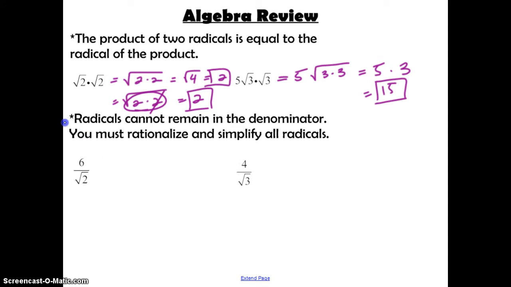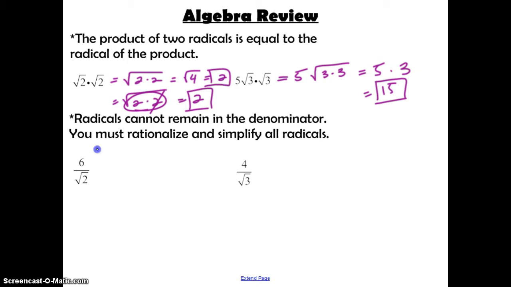Radicals cannot remain in the denominator. And denominator, that's the bottom of the fraction, remember. You have to rationalize and simplify all radicals. Okay. So if you notice here, we started off with this problem, square root of 2 times the square root of 2, and then our final answer was positive 2 with no radical.